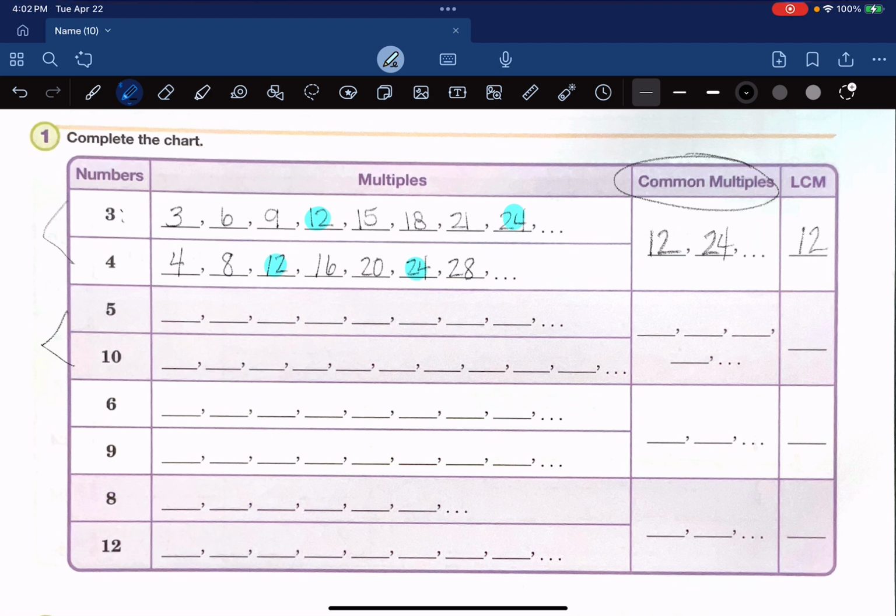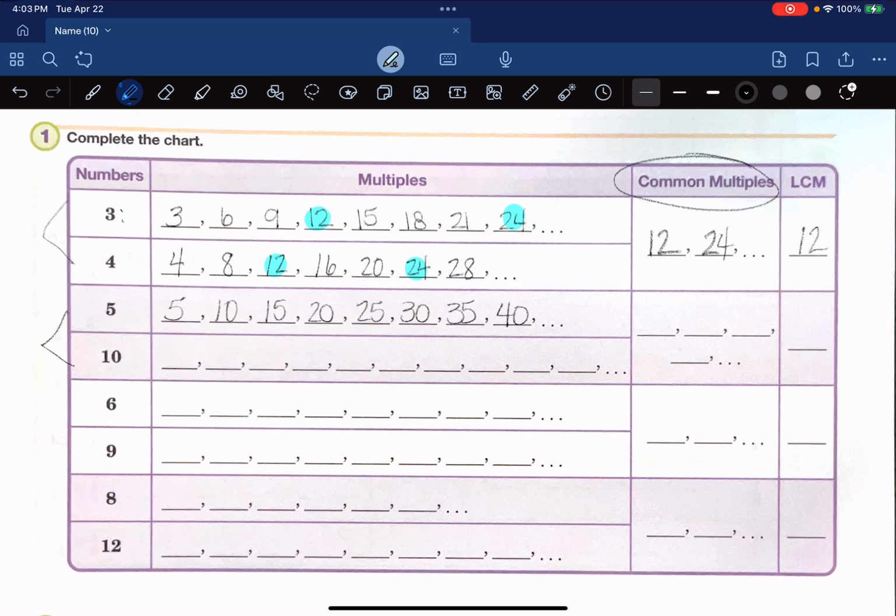Let's try the next row. Starting with 5 times 1 is 5, then count by 5s: 10, 15, 20, 25, 30, 35, 40. All right, so we made it up to 40. Now the next one we're going to do is tens.